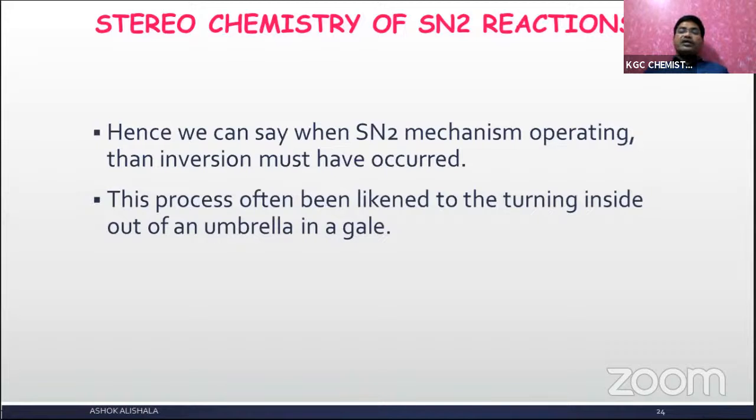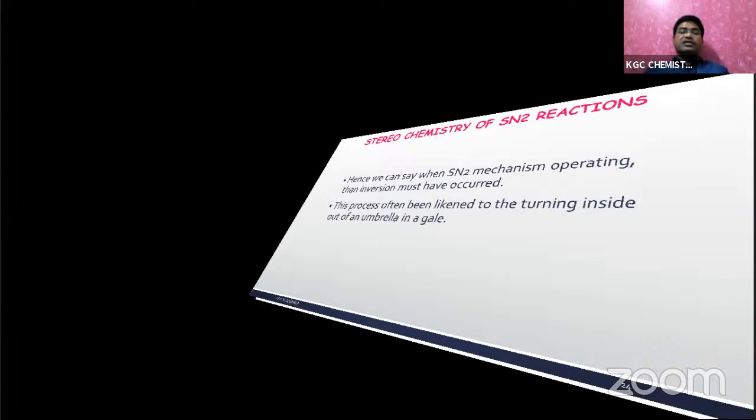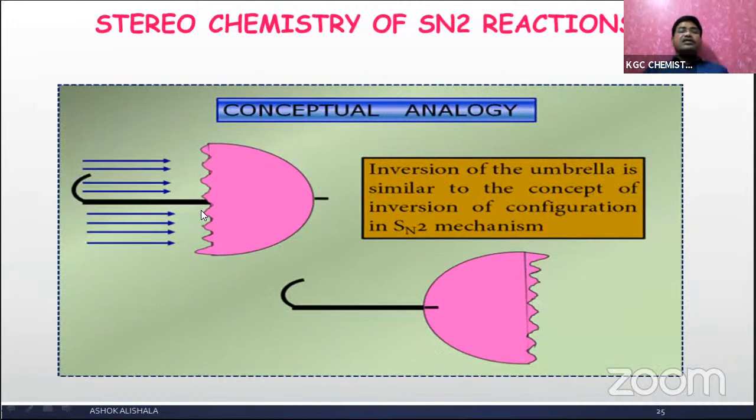This process has often been likened to the turning inside out of an umbrella. I will show you. During a cyclone, when the wind comes into the umbrella, the umbrella goes inside out. It turns completely, and as a result it becomes inside out. This is our general experience during the season. Here also there is an inside out: the configuration before the reaction is like this, and after the reaction it is inverted. This inversion is called Walden inversion.